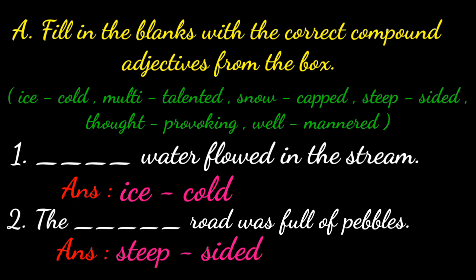Compound adjectives are made up of two or more words. They convey a single idea. Now, look at the words in the bracket, children. Ice cold, multi-talented, snow-capped, steep-sided, thought-provoking, well-mannered. So, the first question, dash water flowed in the stream. The answer is ice cold.